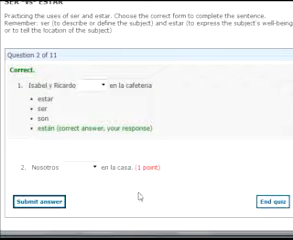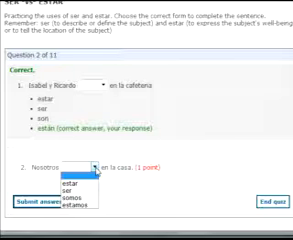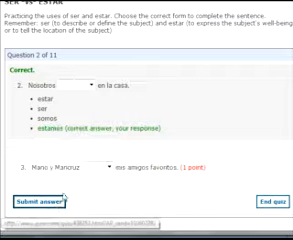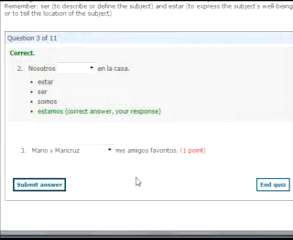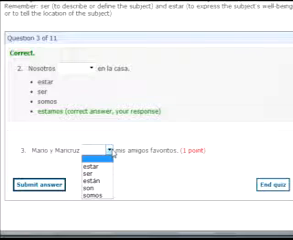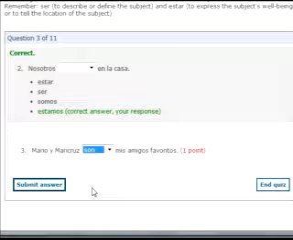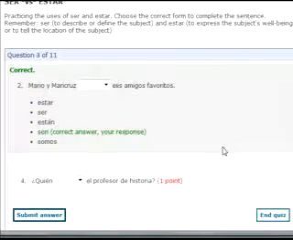And we got the correct answer on that one. So nosotros estamos en casa. Again, location. And that is a correct answer. Maricruz y Mario, blank, mis amigos favoritos. And hopefully you agree that it is son, because hopefully they're not just temporarily your favorite friends, they're your favorite friends. So this is more of a permanent condition, and you can refer to the uses of ser.